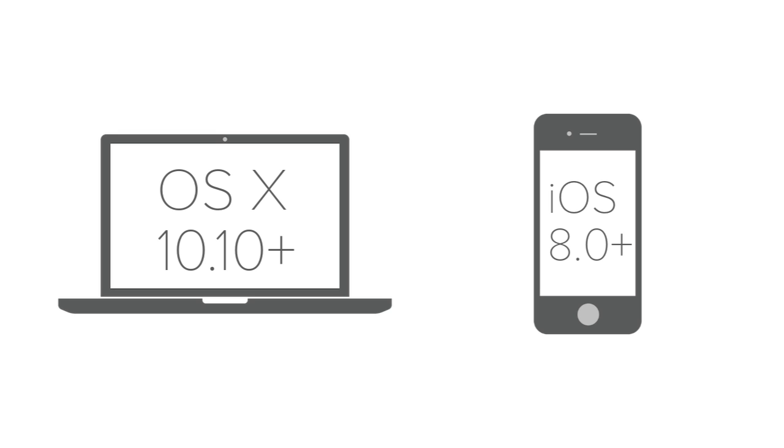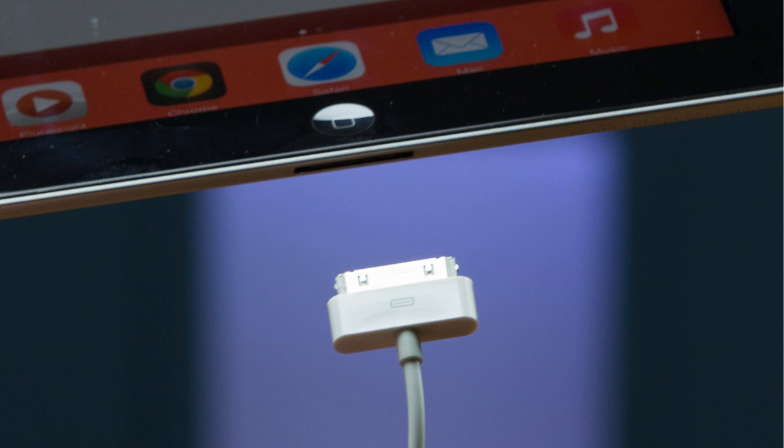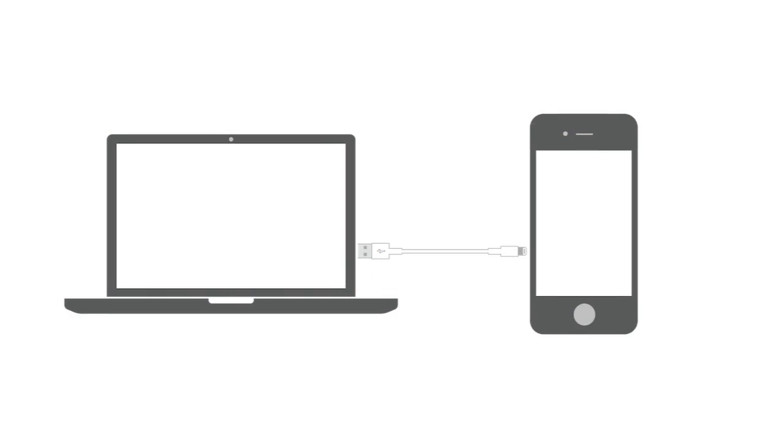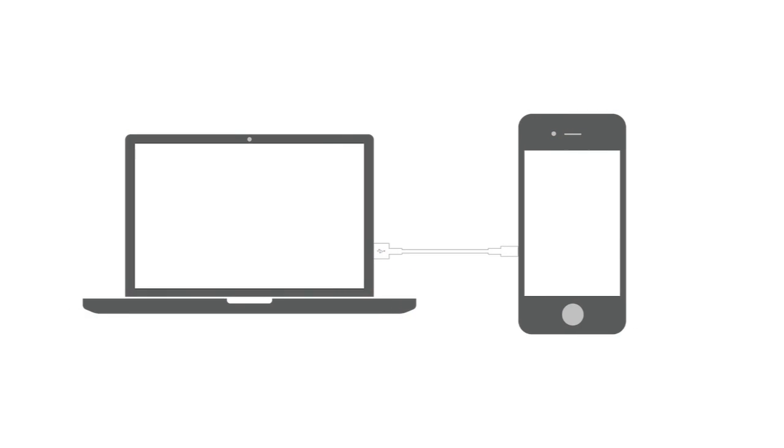To record an iOS device, you'll need a computer running macOS 10.10 or later, a device running iOS 8 or later, and a lightning cable to connect the two. Devices with the old 30-pin connections will not work for this method. Hook it all up and make sure everything's turned on.